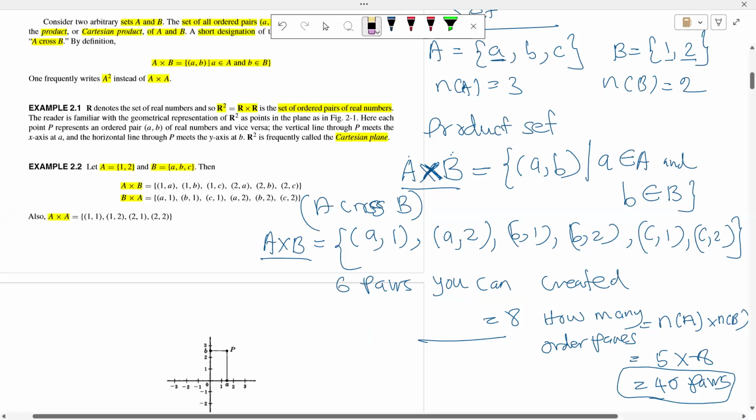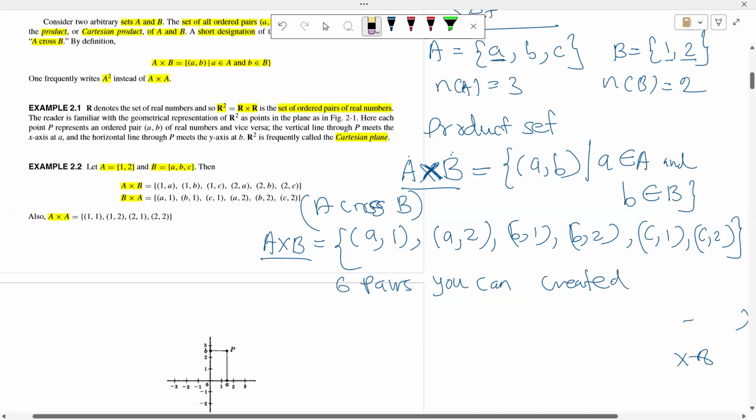So here, just think about it. In the previous case, A contains 3 elements, B contains 2 elements. So here we are creating 6 pairs, right? So here A cross B has 6 pairs, right? From these 6 pairs, we can create different relations, right?